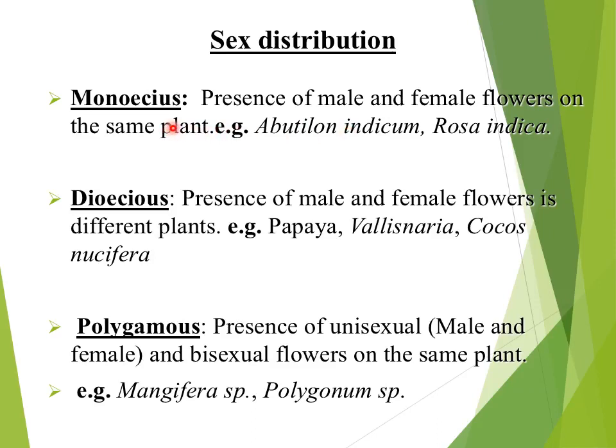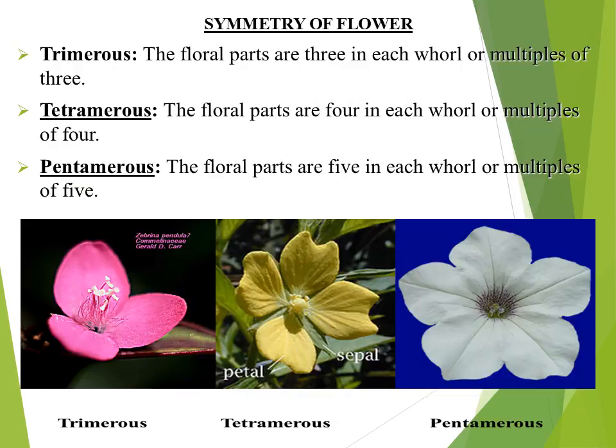Polygamous. Polygamous type of plants or flowers, presence of unisexual or bisexual flowers on the same plant, means the unisexual and the bisexual flowers are present on the same plant. Mangifera indica and Polygonum are examples.